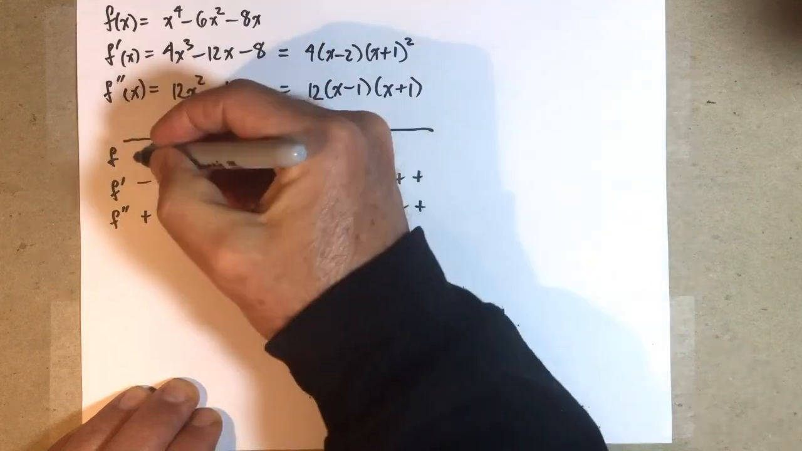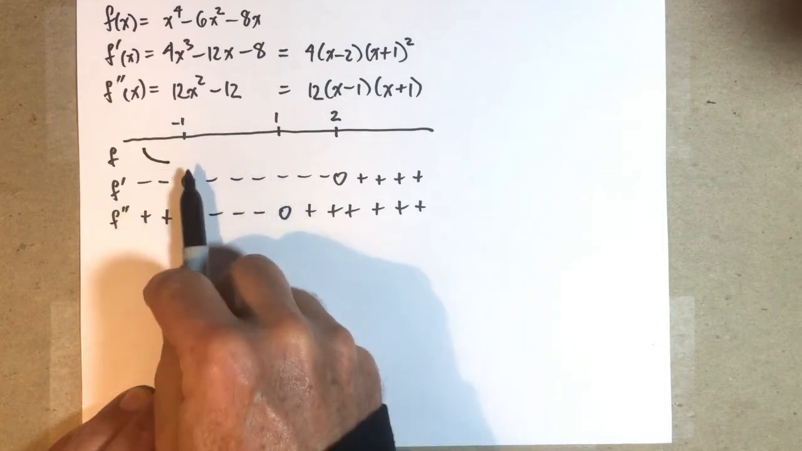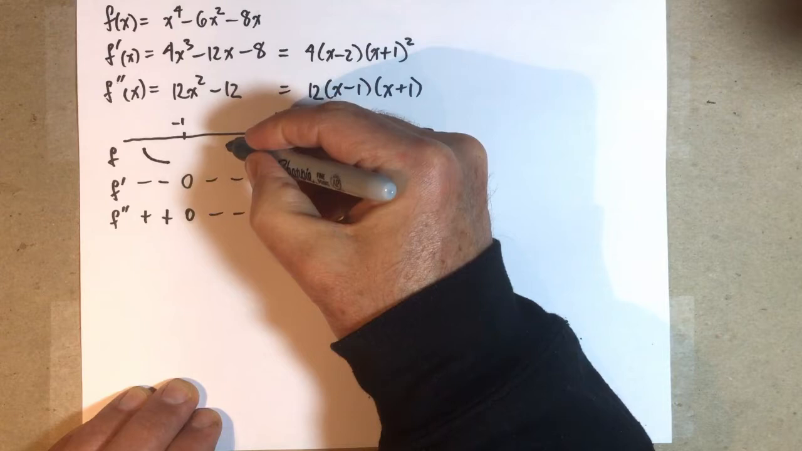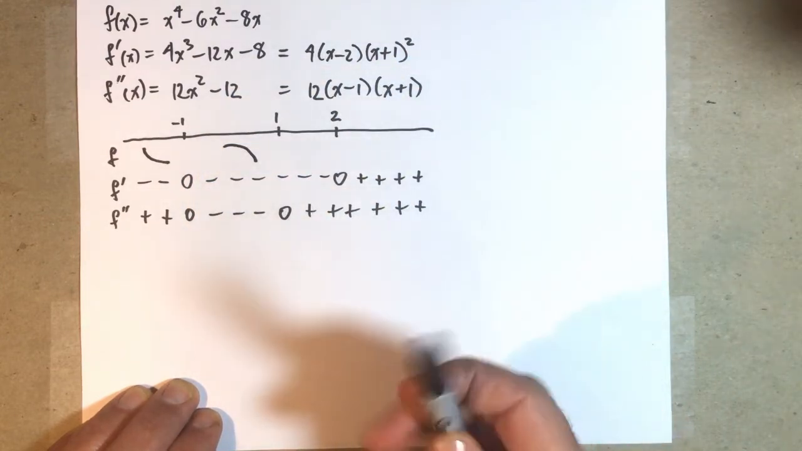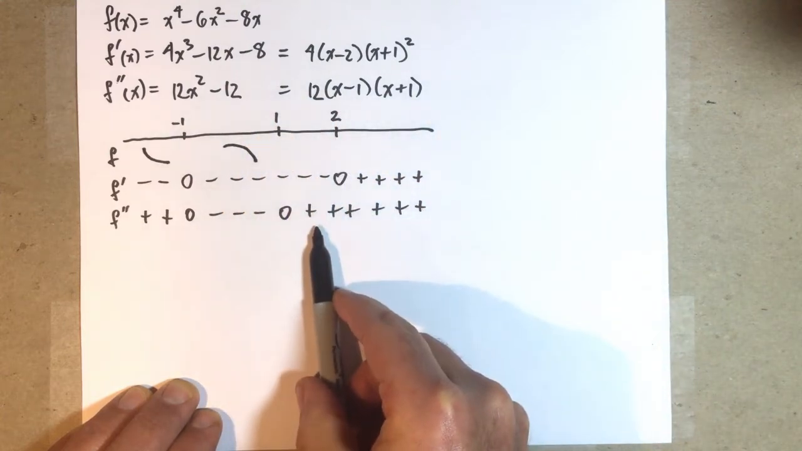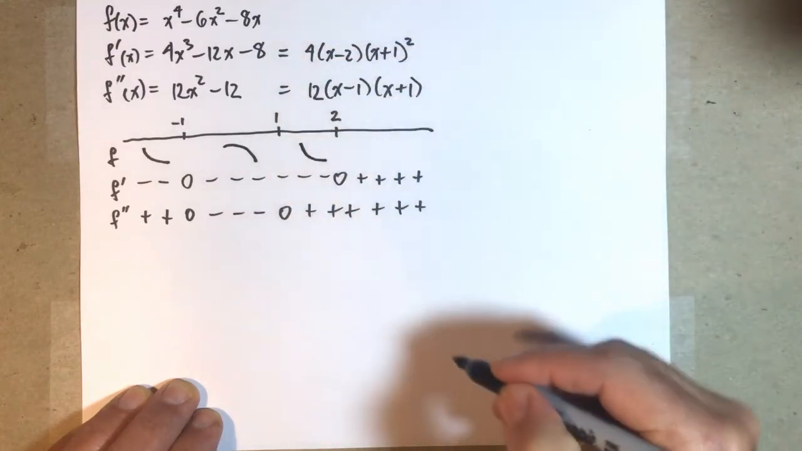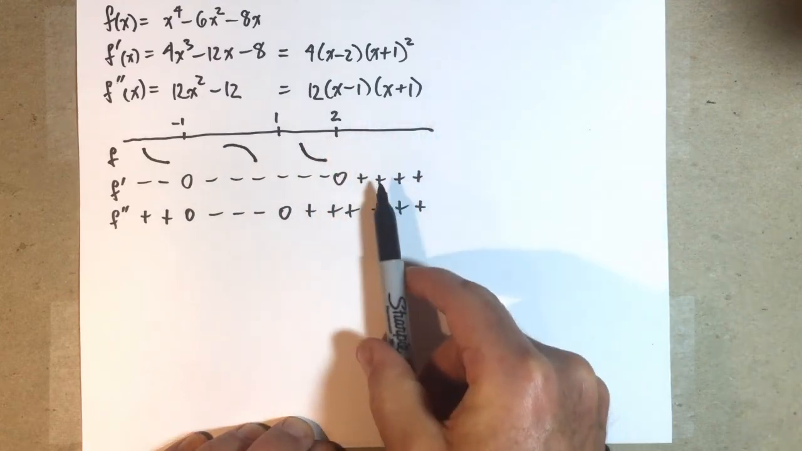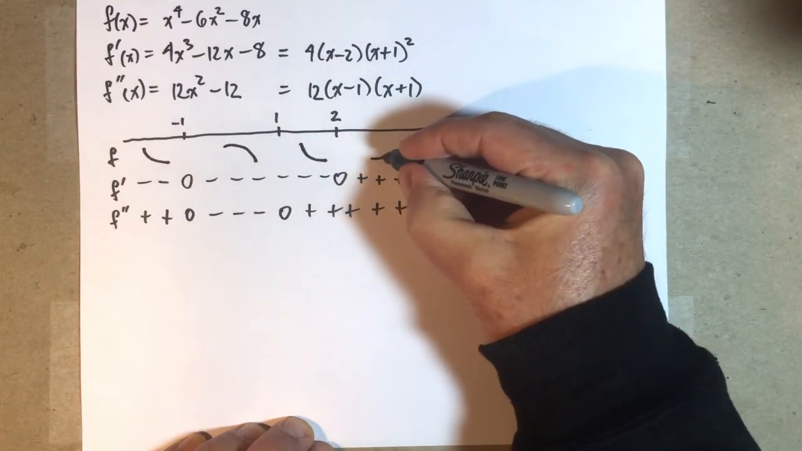That means that f itself is decreasing, concave up. From -1 to 1, both f prime and f double prime are negative, so f itself is decreasing, concave down. Between 1 and 2, f prime is negative and f double prime is positive. That means f is concave up and decreasing. From 2 to infinity, f prime and f double prime are both positive. That means f is increasing and concave up.